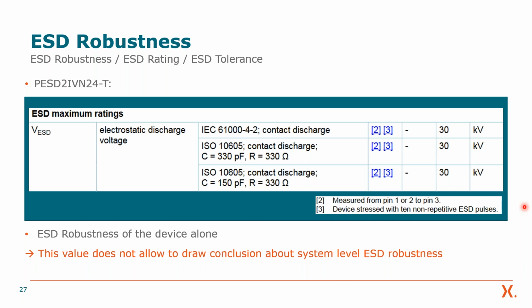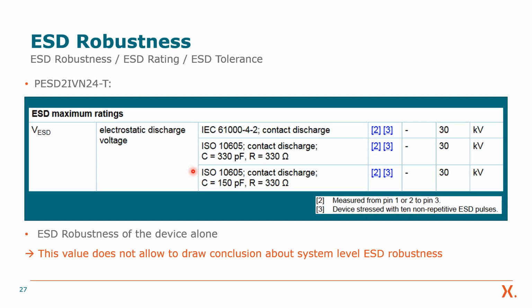Here's an example from a data sheet where you have contact discharge compliant with the IEC pulse. And here also, because it's an automotive product, against the ISO pulses with different discharge networks. But the procedure is the same.